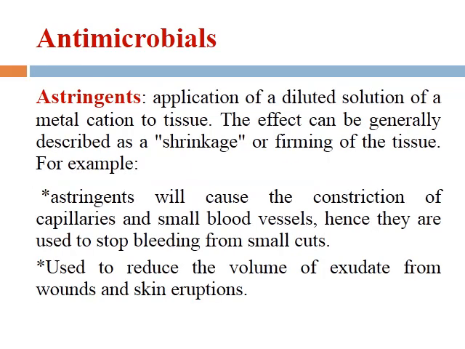An astringent is the application of a diluted solution of a metal cation to tissue, and that effect can generally be described as a shrinkage or firming of the tissue. An example for that is that an astringent will cause the constriction of capillaries and small blood vessels, hence they are used to stop bleeding from small cuts, and also used to reduce the volume of exudate from wounds and skin eruptions.